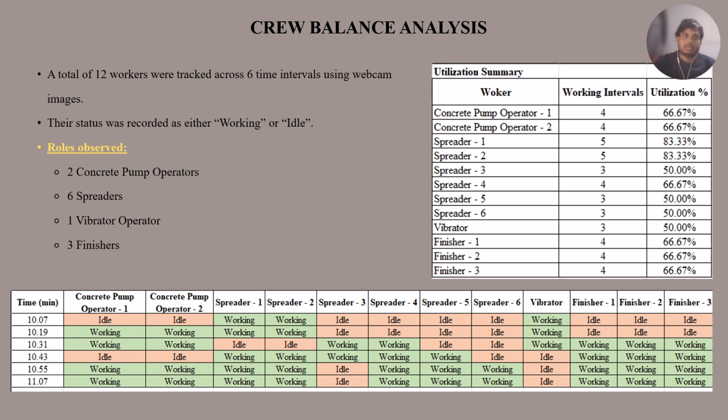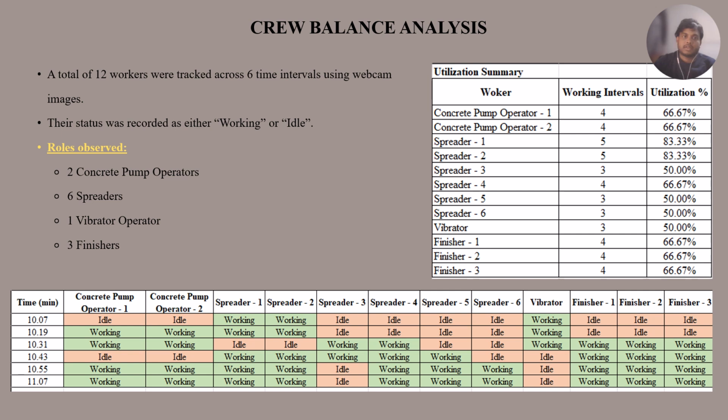The first one is crew balance analysis. A total of 12 workers were observed over 6 time intervals. Their activity status was categorized as working or idle time. This summary table shows the utilization percentage of each worker.